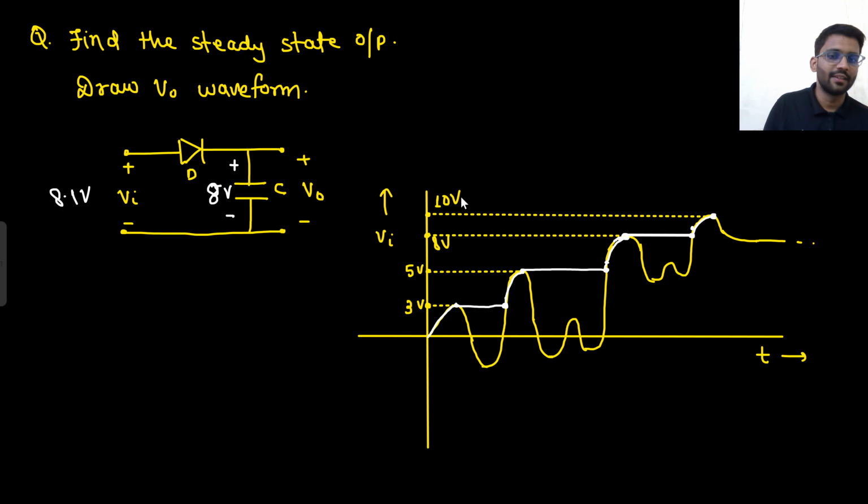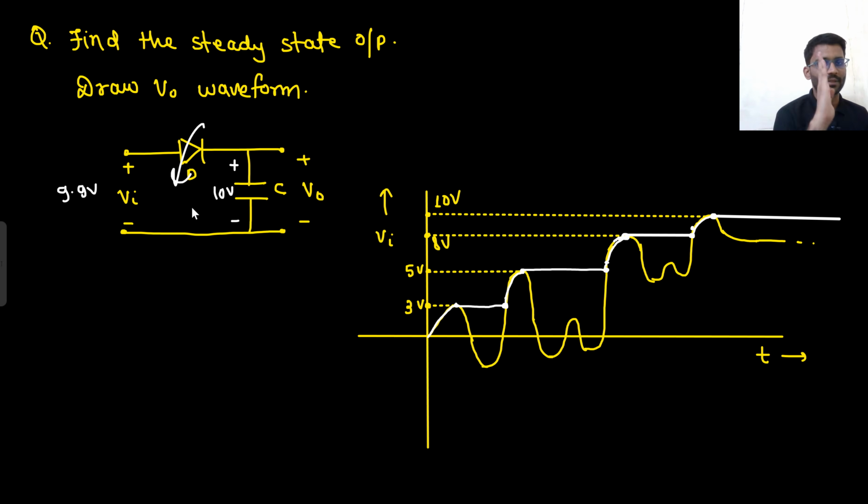And finally, when the input is 10 volt here, after that it will remain at 10 volt only. When the input is 10 volt, that means it is charged to 10 volt now. At the next moment, what will be my input? My input will be 9.9. That means the diode will be off now.